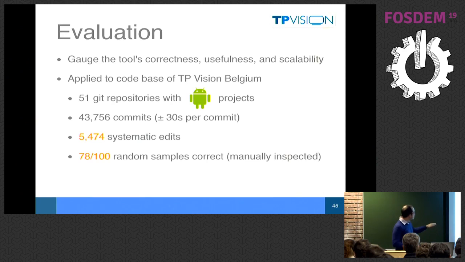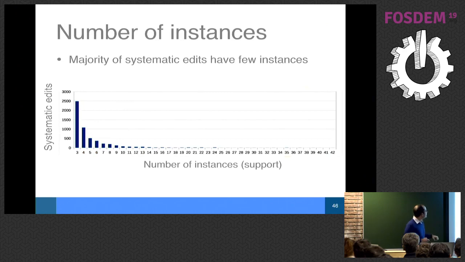And so it's a bit tricky, but in the end, we try to be developers. What we understand from this study is that, first of all, in most of the cases, the majority of systematic edits have few instances. This is one of the problems of applying our mining algorithm, because having a few instances means that you have to spend more computational effort.